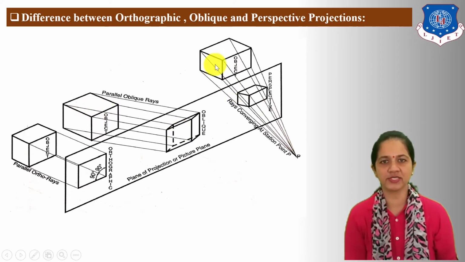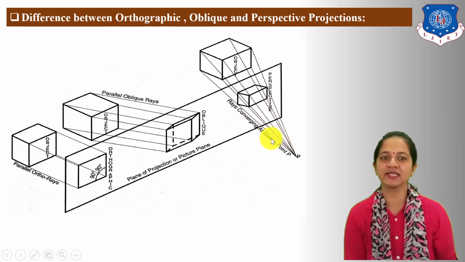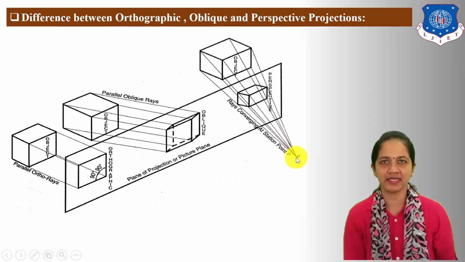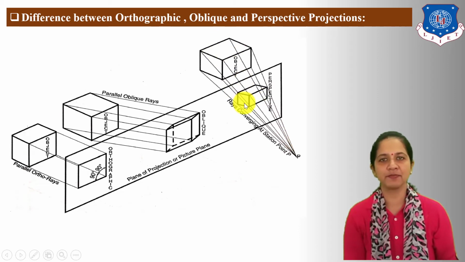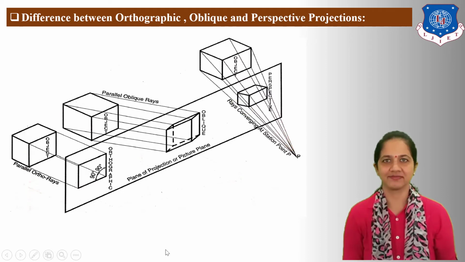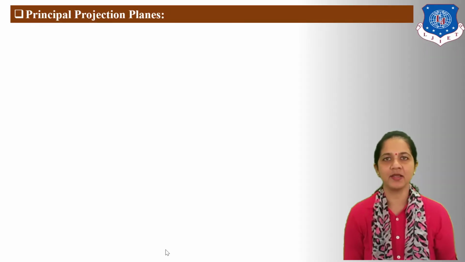In perspective projection, projection lines from all corner points of the object are non-parallel and converging at station point P where eyes of observer is located. So, this is the perspective projection of this object. Now, perspective projection is used in building drawing. Next, let us understand principal projection planes.